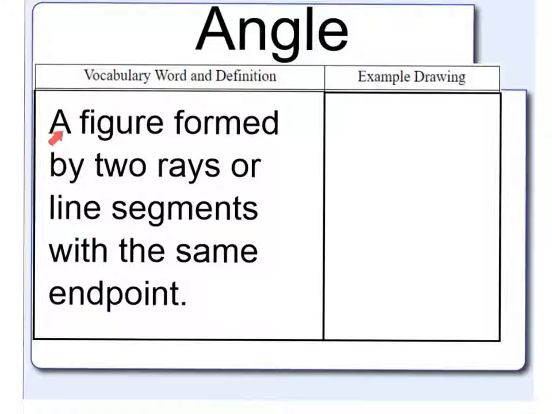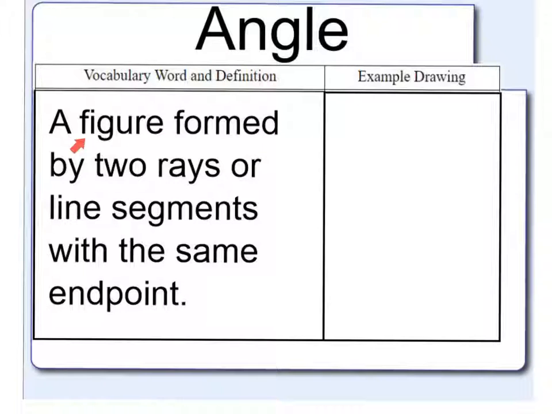The first word says angle, right? So this is the word that I'm talking about here at the top of my slide. Find it on your sheet. And now you're going to write down the definition. On the lines next to the word angle, please write down: a figure formed by two rays or line segments with the same endpoint. So take a couple of seconds and write this down. I'll repeat it a couple of times.